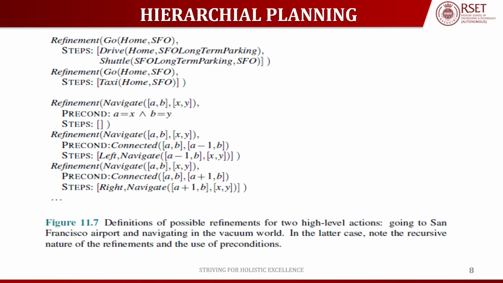So the outline or the summary of this program is that you have one high level goal, that is go to SFO, and this can be refined into multiple methods. So you have navigation rules, which are also defined in a recursive manner. So planning continues until only the final primitive actions remain.